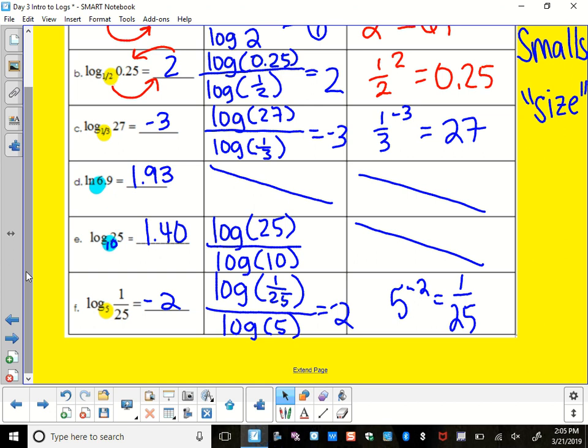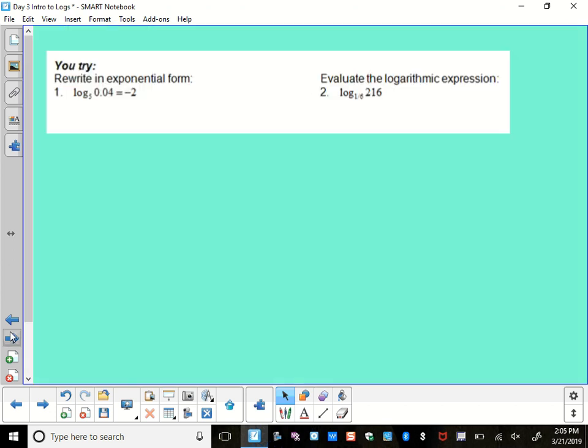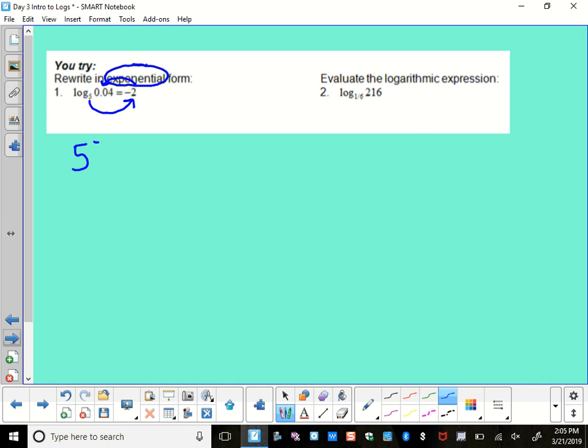Okay. Alright, you guys have 2 more problems to the end. Let's do these. Alright, so it says to rewrite in exponential form. In exponential form means that I need to have an exponent. Alright, so here's my spin cycle. What number do I write first? 5 to the power of what? Equals 0.04.